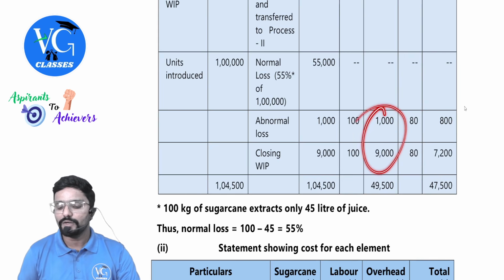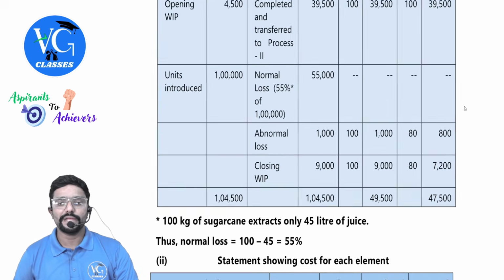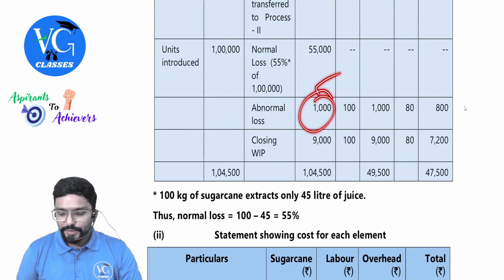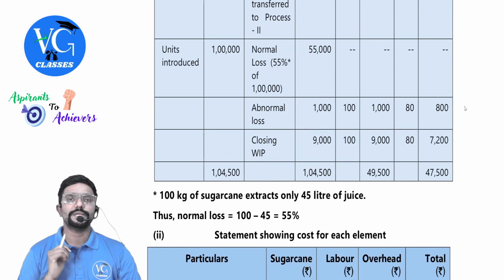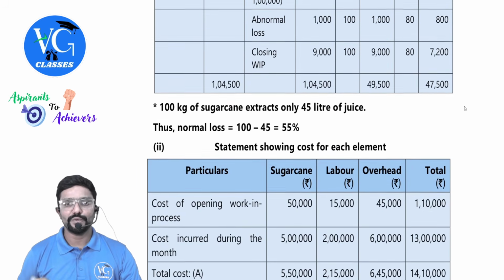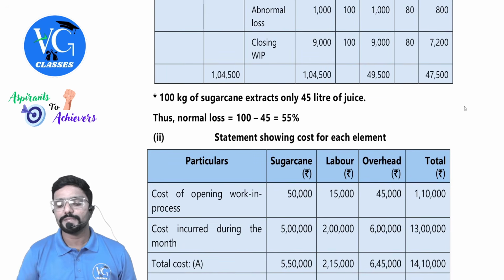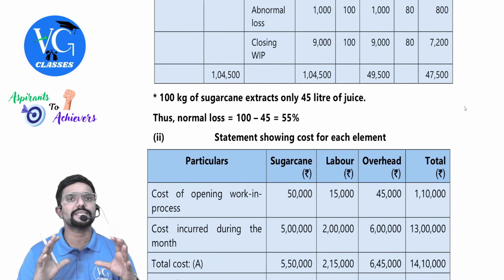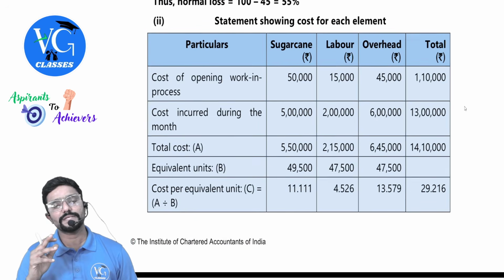Sorry, this is the full value, whereas for labor and overhead it would be 1000 into 80%, 800, and 9000 into 80%, 7200. Now coming to the equivalent units. With respect to material, it is 49,500. With respect to labor and overhead, it is 47,500. Now coming to the statement of cost.